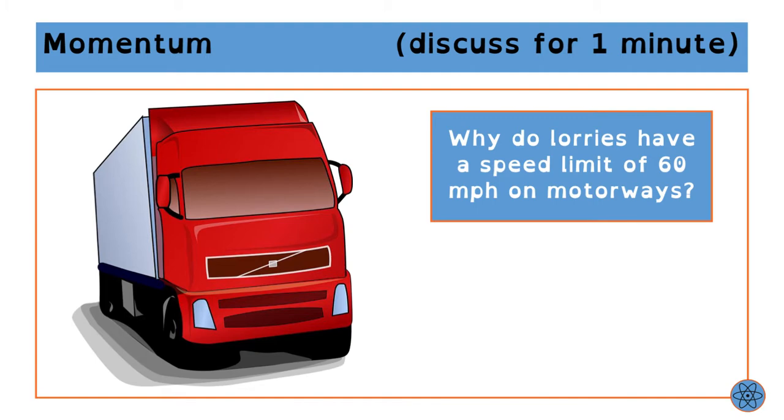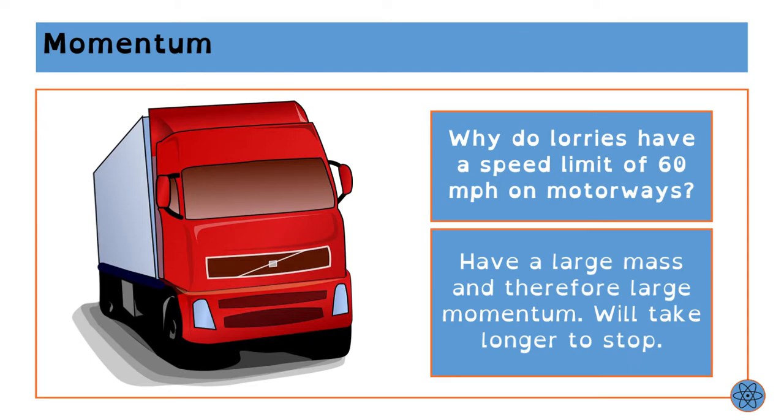If an elephant charges at you, it's going to do you far more damage than the bee. Just thinking about momentum in a different way, let's think about lorries. So why do lorries have a speed limit of about 60 miles per hour on UK motorways? One of the reasons is because of the large mass. And then it also means that if it's moving, it's going to have a large momentum. And an object with a large momentum is harder to stop. A bigger force needs to be applied. And you'll see more of that when you look at the conservation of momentum as the next topic.